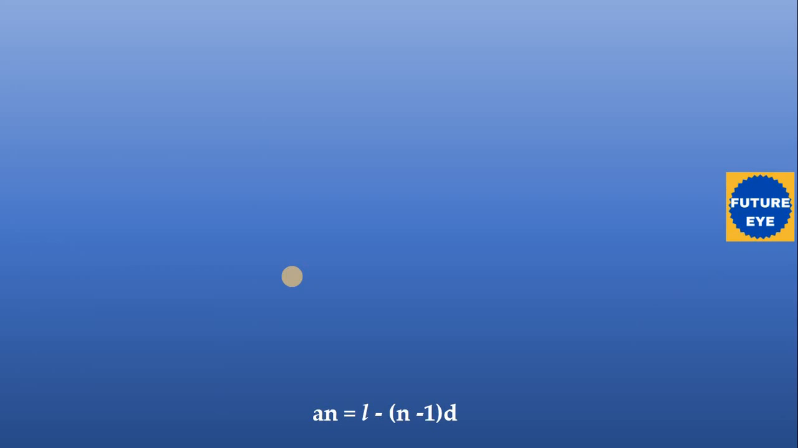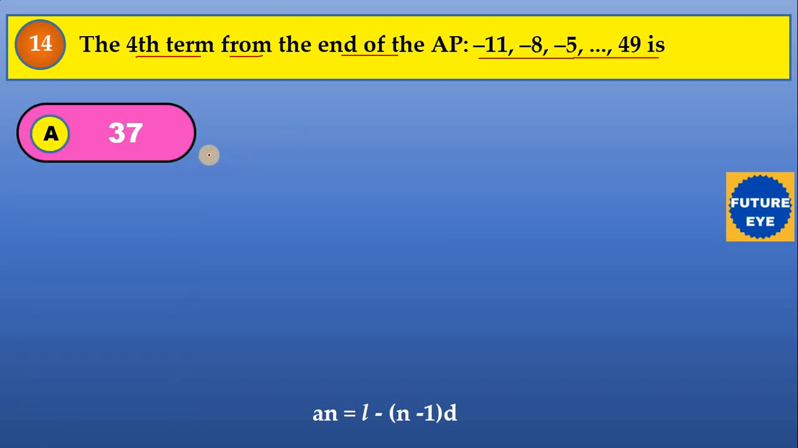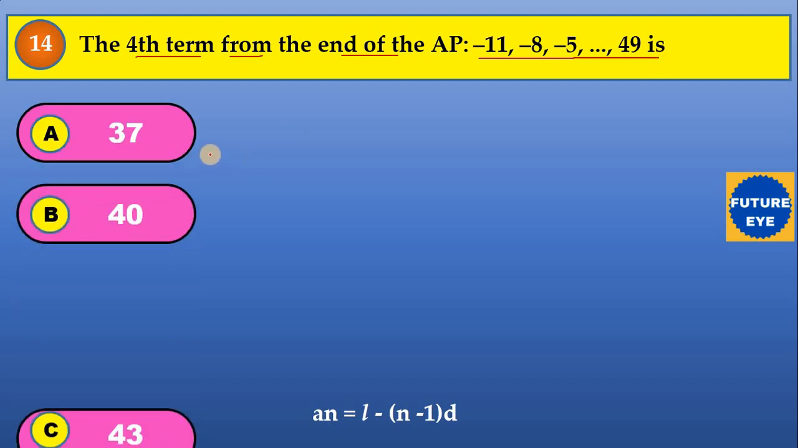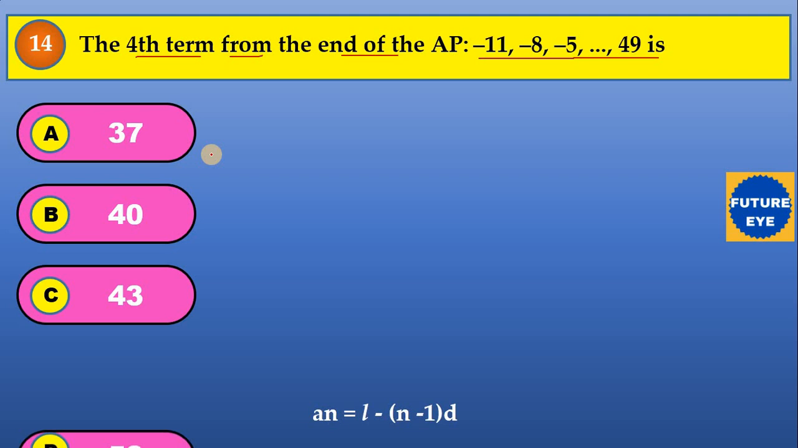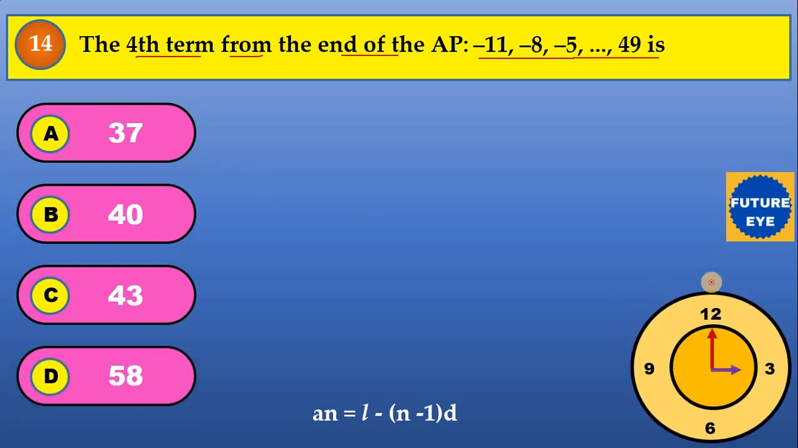So next let's see another problem, children. The fourth term from the end of the AP minus 11, minus 8, minus 5, and so on, 49 is. Given options are 37, 40, 43, 58. So your time starts now, children.